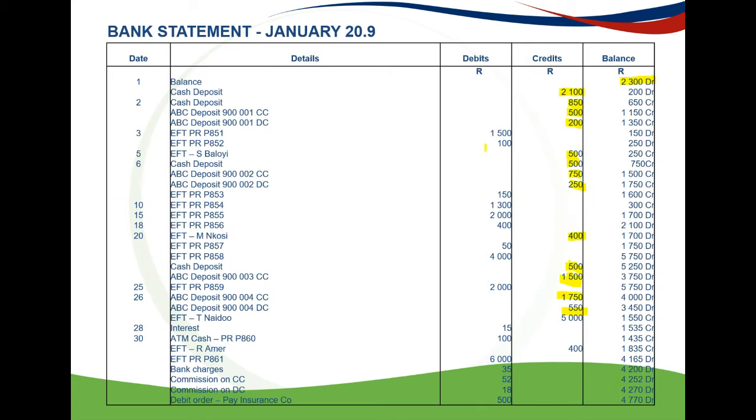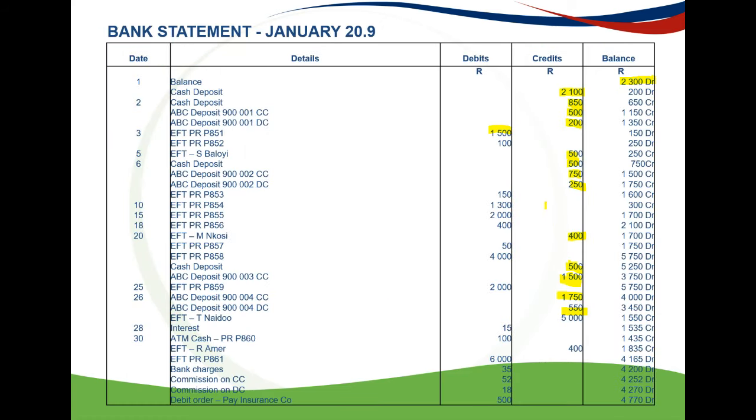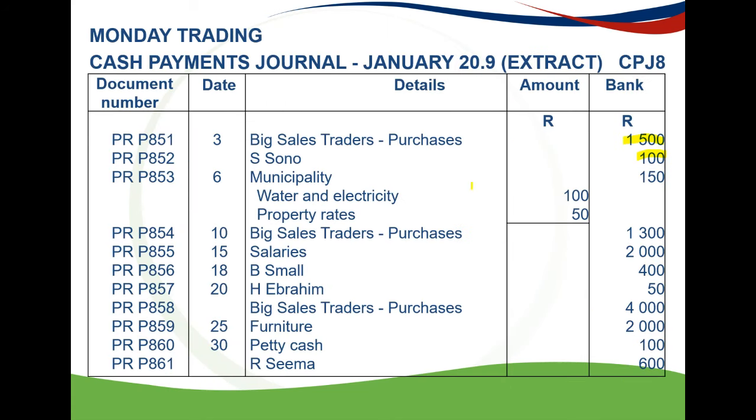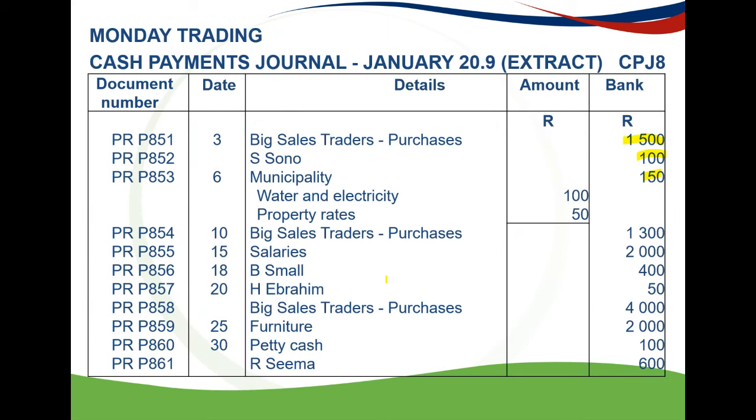our 1,500. There's our payment there of 1,500. Then we must look, here it's the 100 Rand for S Sono, P852, okay. So P853 is the 150 for the municipality. So here's P853 for the municipality. Then we will look at the following one, P854, which is big sales for 1,300 Rand.